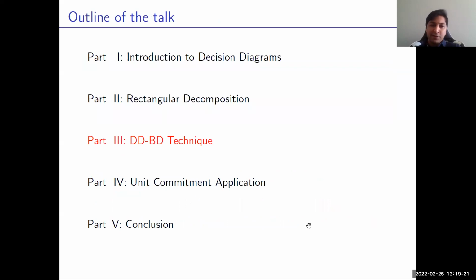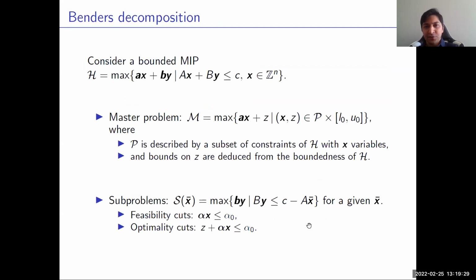Okay, so how does this special case help us solve optimization problems with these decision diagrams? This is through a specialized Benders decomposition approach. So here's the idea. Consider a bounded mixed integer linear program, where we have variables X that are integer and variables Y that are continuous. We are maximizing a linear objective function over side constraints.